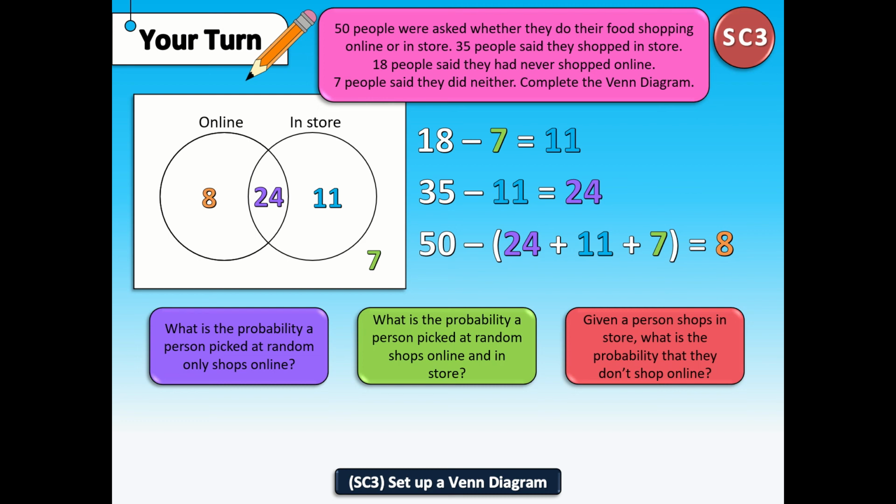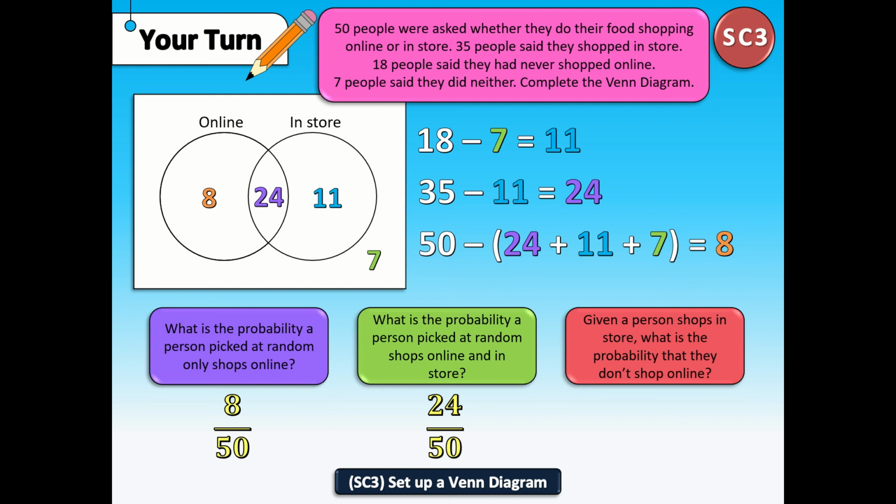So what is the probability a person picked at random only shops online? So this is out of everyone, so it's out of 50, and 8 people only shop online. What's the probability a person picked at random shops online and in store? So this is out of everyone again, so it's out of 50, and there are 24 people that shop online and in store. So that's 24 out of 50.